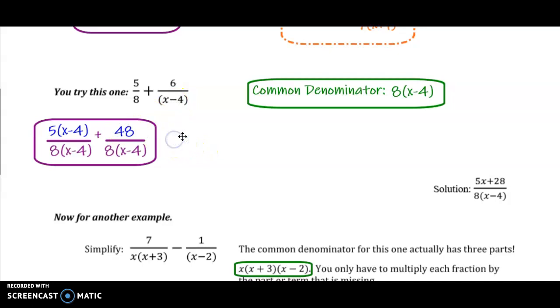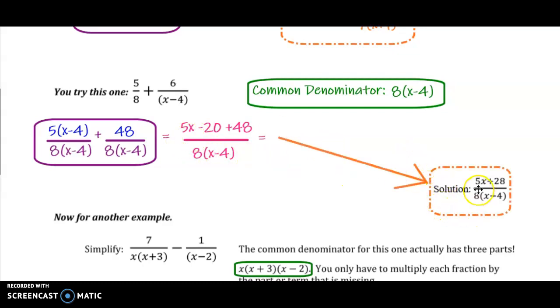So again, you do want to distribute 5 times x and 5 times negative 4, plus the 48. So I combine them into one fraction with the common denominator. And then I can add my like terms. So I end up with my solution, which is 5x plus 28 over 8 times x minus 4. Because remember, you can combine negative 20 plus 48, and that would give you the 28.